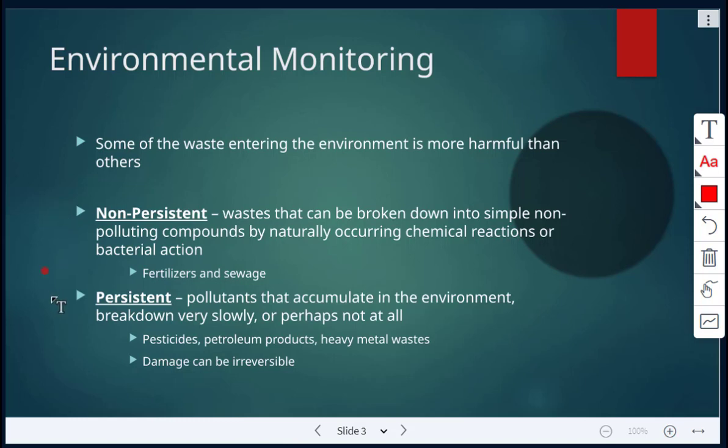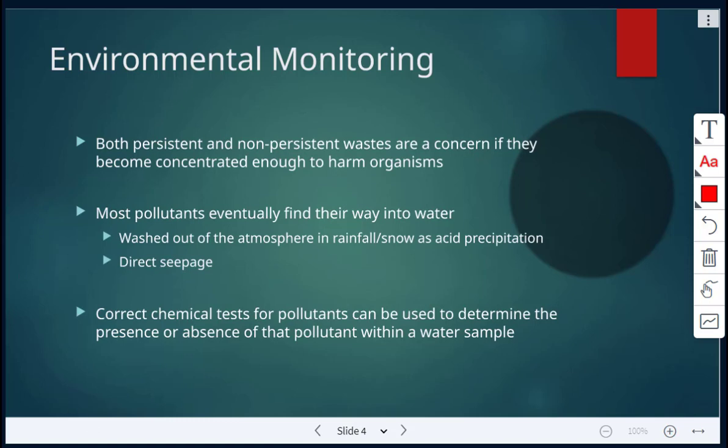But there's waste that is persistent. These are pollutants that accumulate in the environment. They break down very slowly, or perhaps they don't break down at all. These include things like pesticides, petroleum products, and heavy metal wastes, and the damage can be irreversible because these pollutants don't break down as easily as the non-persistent type. Both persistent and non-persistent wastes are a concern if they become concentrated enough to harm organisms.